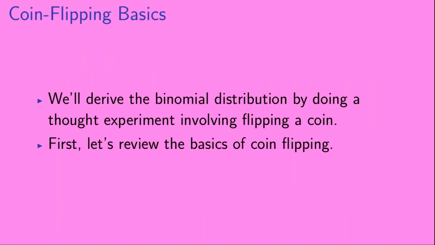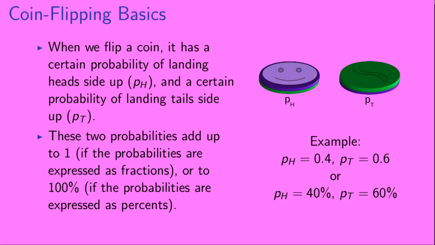We'll derive the binomial distribution by doing a thought experiment involving flipping a coin. First, let's review the basics of coin flipping. When we flip a coin, it has a certain probability of landing head side up, that probability would be pH, and a certain probability of landing tails side up, that probability would be pt.